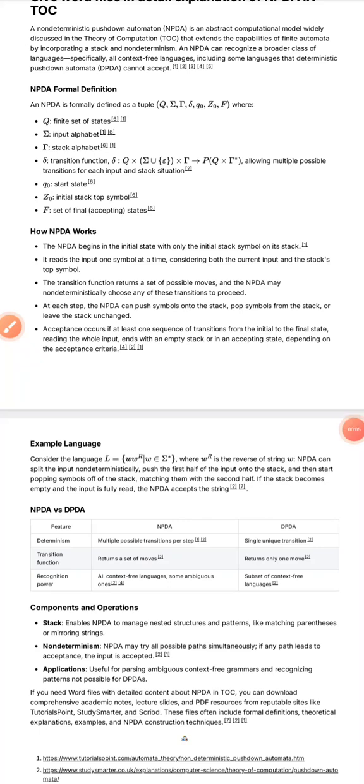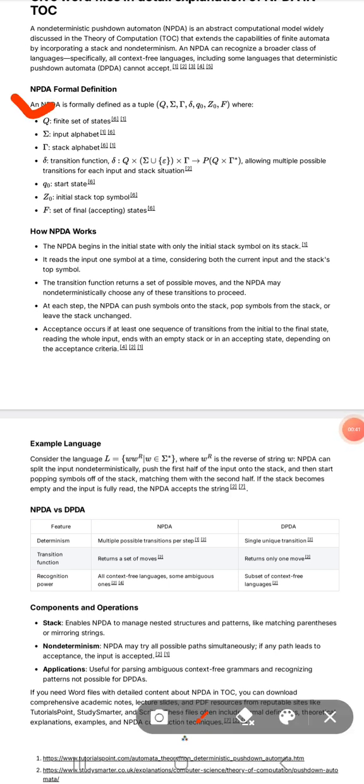So today we will learn about NPDA, that means non-deterministic push-down automata. In short, it will be called NPDA. A non-deterministic push-down automata is an abstract computational model widely discussed in the theory of computation that extends the capabilities of finite automata by incorporating a stack and non-determinism. An NPDA can recognize a broader class of languages, specifically all context-free languages, including some languages that deterministic push-down automata cannot accept. So further, we will see what the NPDA formal definition is.